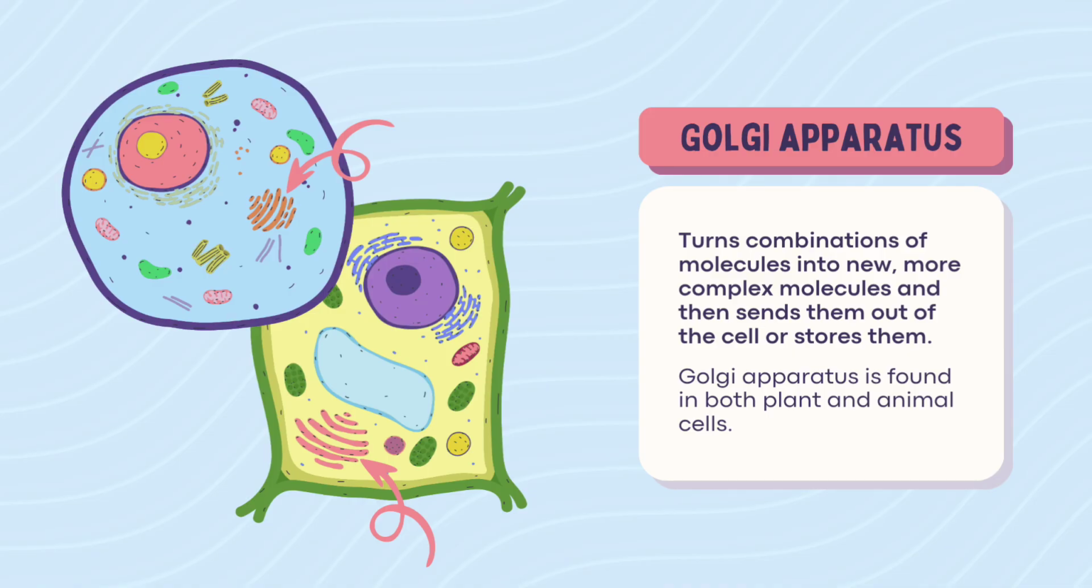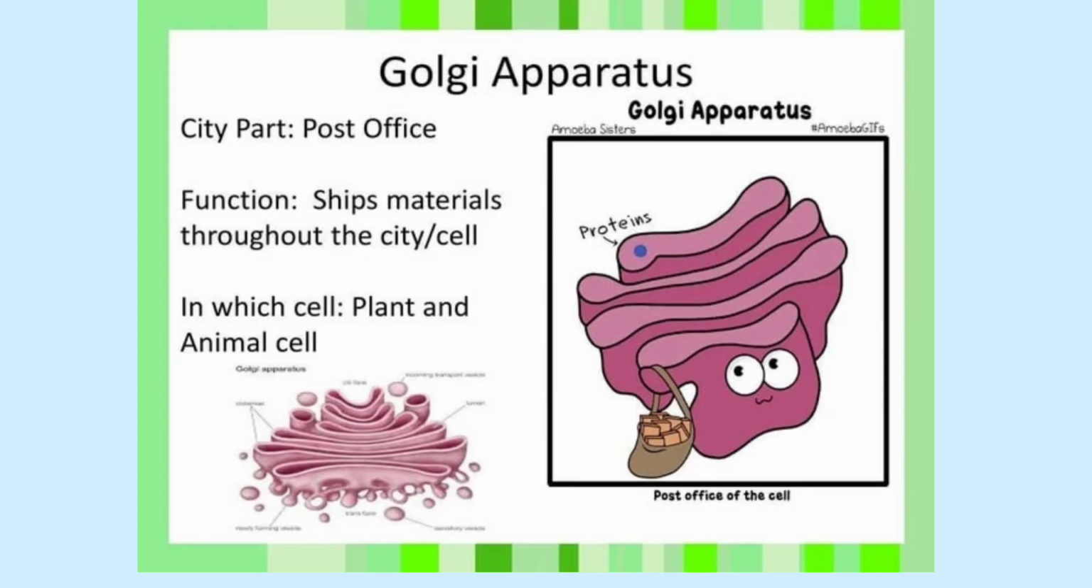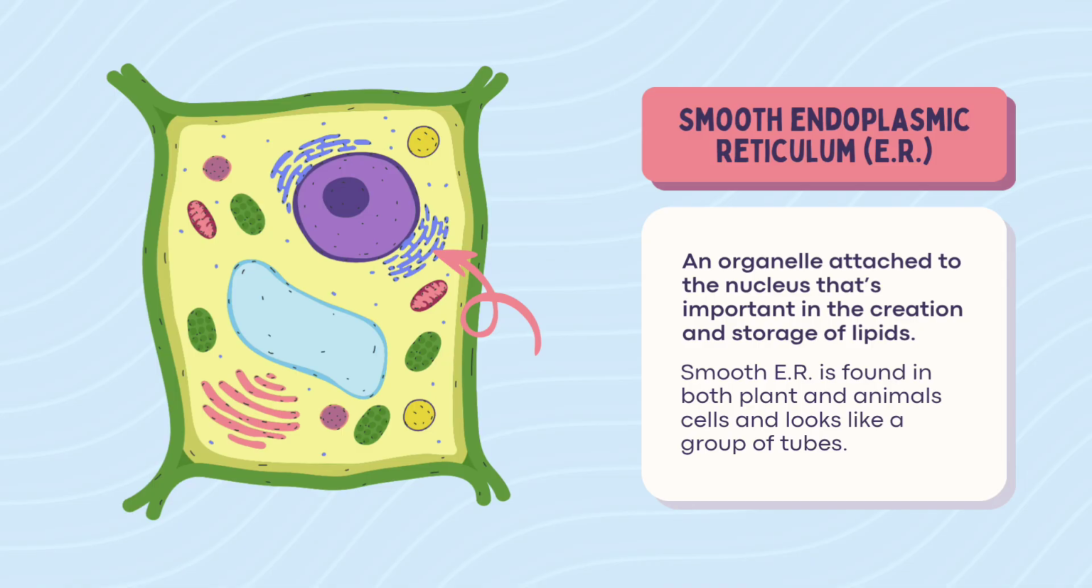Next is the Golgi apparatus, which processes and packages molecules. The Golgi apparatus turns a combination of molecules into new molecules, then either sends them out of the cell or stores them for later. You can think of it like a post office of the cell. It labels and sends packages to the right place so the cell can function smoothly.